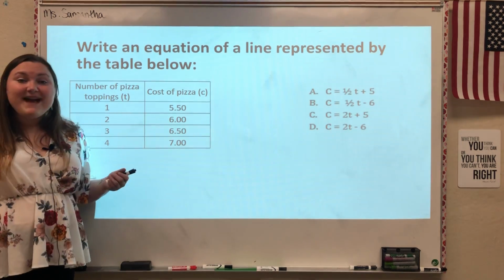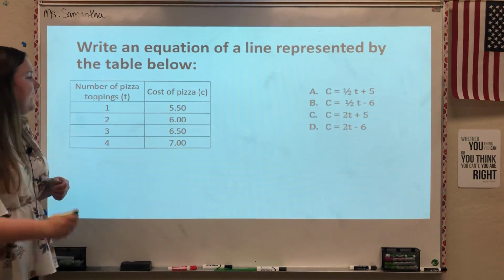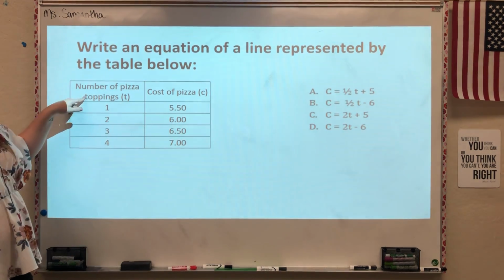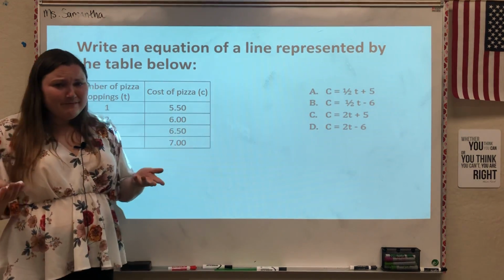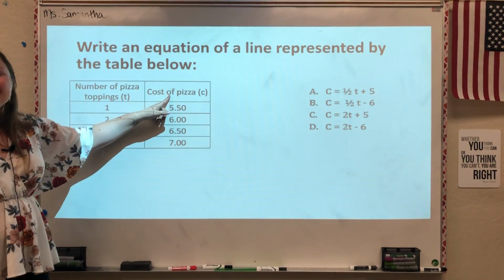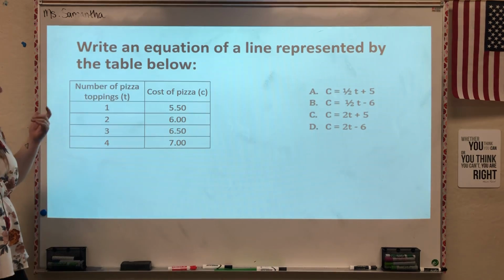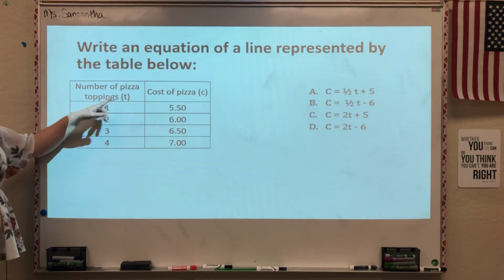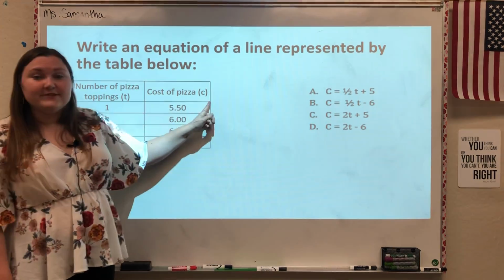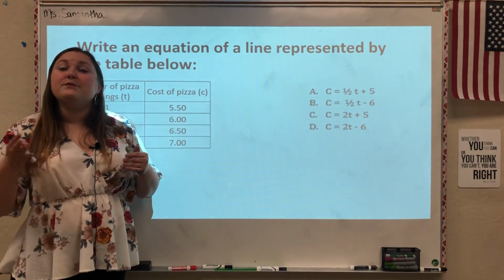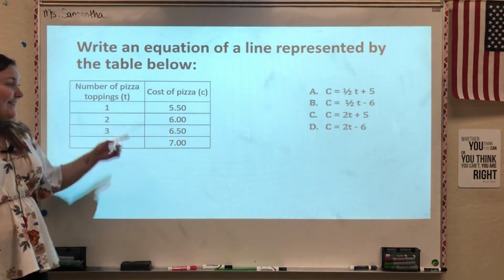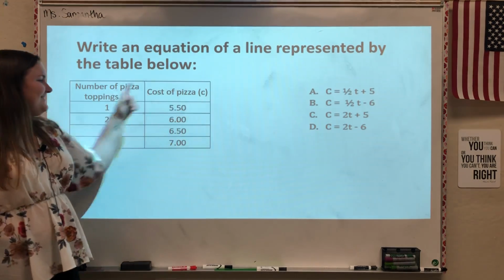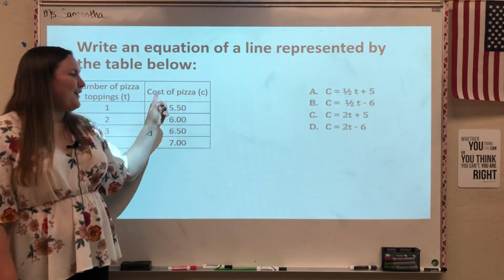All right, so in the past, some of the things I've heard is, well, I see it's talking about the number of pizza toppings and the cost of pizza. Great. One of the most important things is making sure you read the labels in your table or in your graph. Some students sometimes point out that the variables are different. At this point, we're used to a lot of our tables saying X and Y, but instead they say T and C, T for toppings, C for cost.